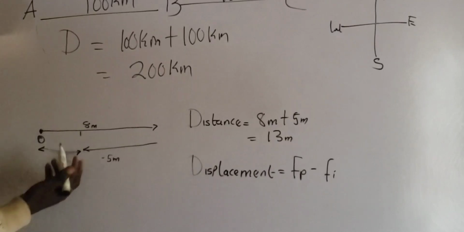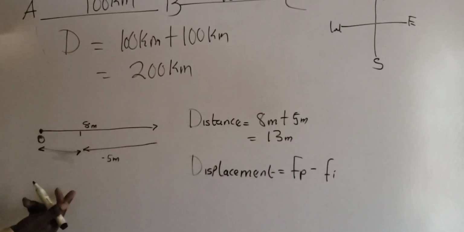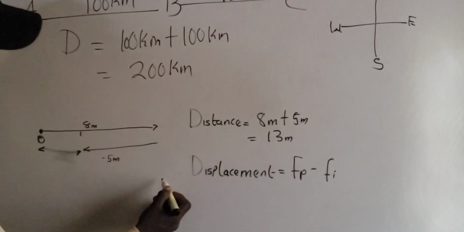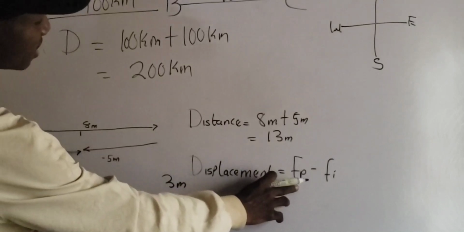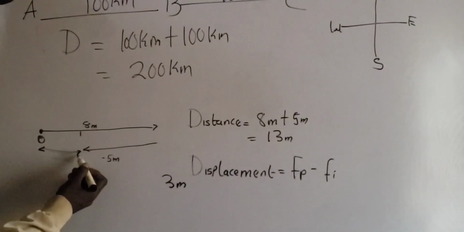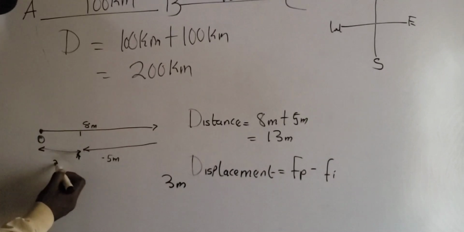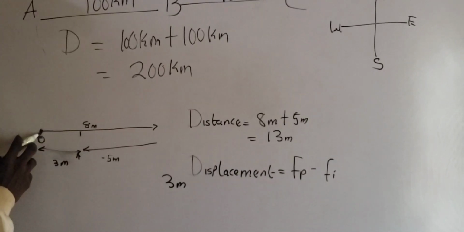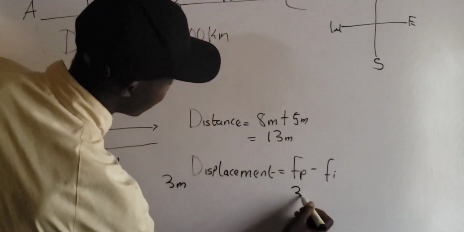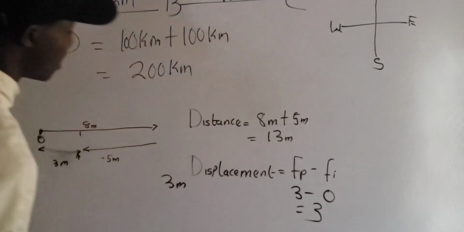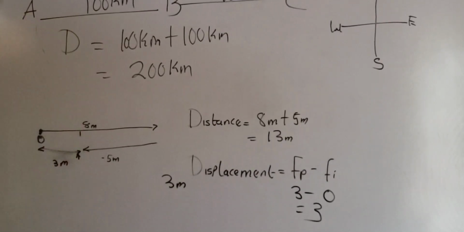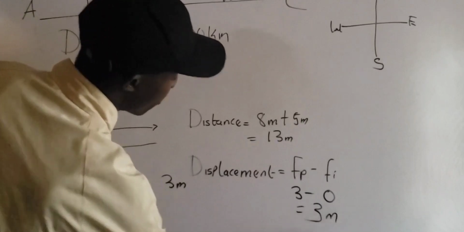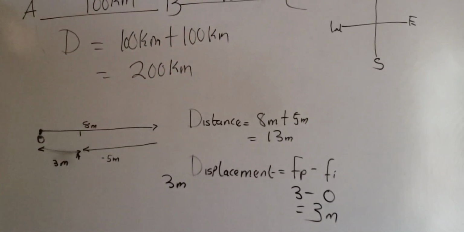You understand? So in order to calculate the displacement, that will be 8 meters minus 5 meters. That is 3 meters. Do you understand? So the displacement is calculated as the final position of the boy, which is here, 3 meters, minus the initial position of the boy, that is 0. So 3 minus 0 is equal to 3. You understand? And you can do it otherwise: just subtract 5 meters from 8 meters, and you are going to get the displacement of the boy. So the displacement tells us the shortest distance traveled by the object.